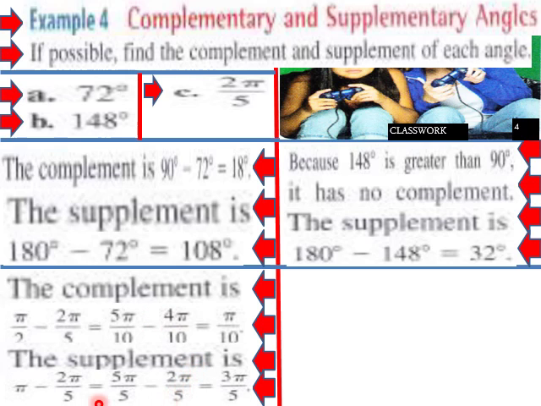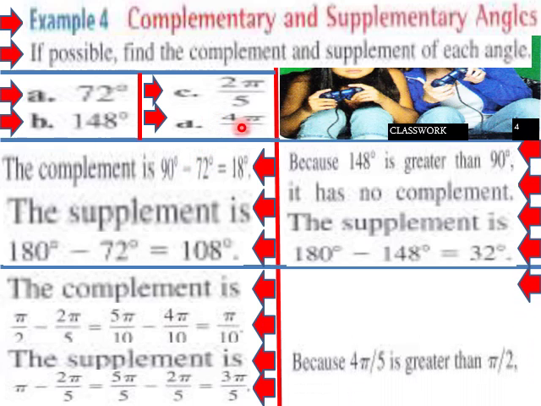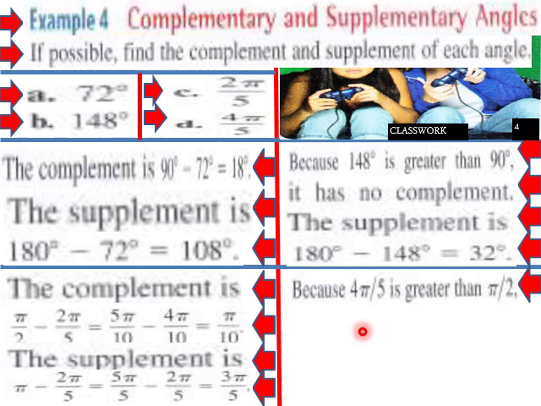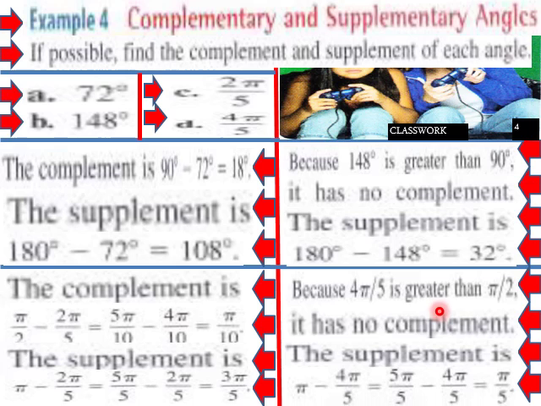And then the supplement is pi minus 2 pi over 5. We do our arithmetic here and we get 3 pi over 5 would be our supplement radian measure for 2 pi over 5. And then 4 pi over 5, because 4 pi over 5 is greater than pi over 2, there is no complement. Now for the supplement, you would go pi minus 4 pi over 5, and we convert these over to our least common denominator here, and we would get pi over 5 as our supplement for that.